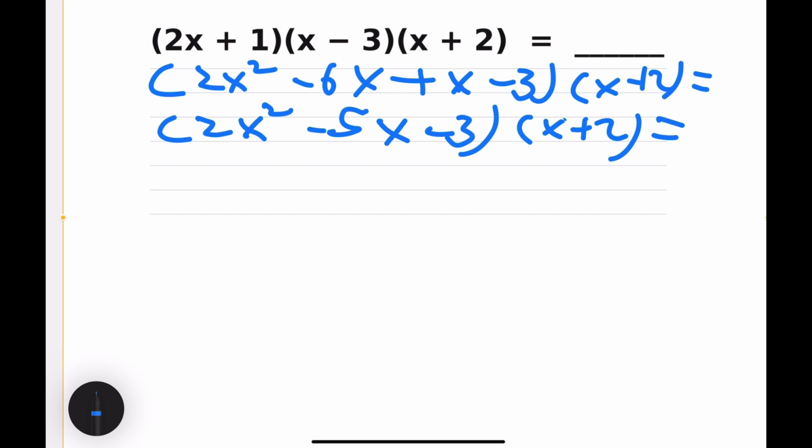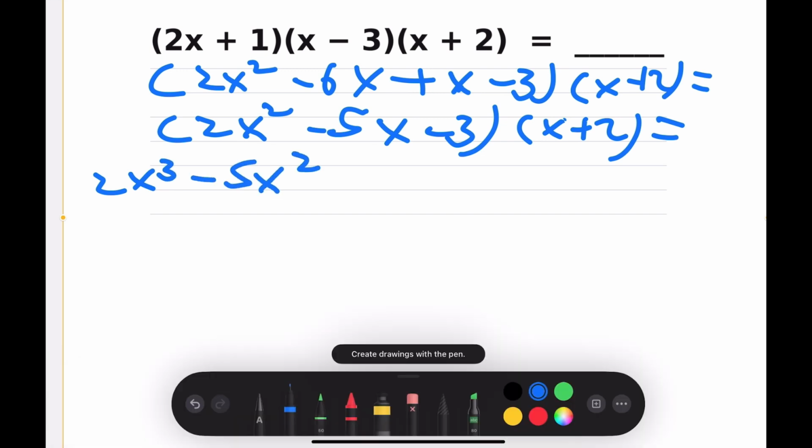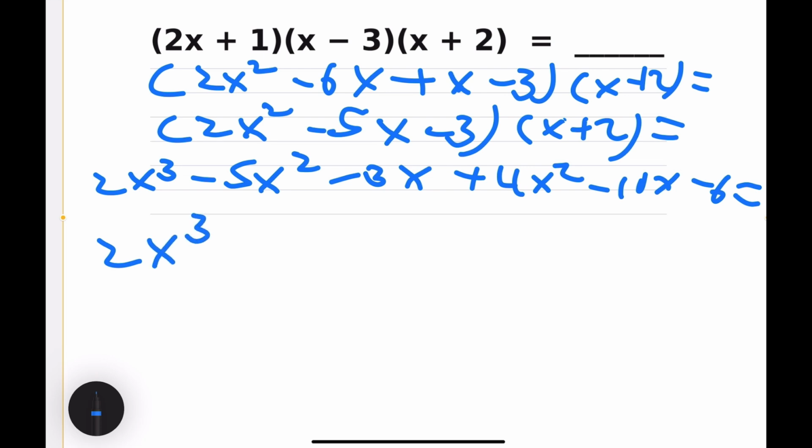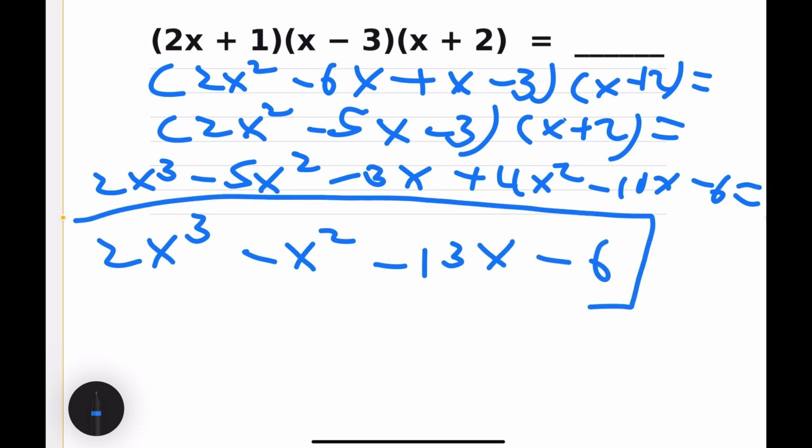So if we do x multiplied by everything in the left bracket, we would get 2x cubed minus 5x squared minus 3x. And now we can multiply the 2 by everything on the left. So we'd get 4x squared minus 10x minus 6. So now we can simplify the expression by collecting the like terms. So we'd get 2x cubed minus x squared minus 13x minus 6. So that would be the final answer.